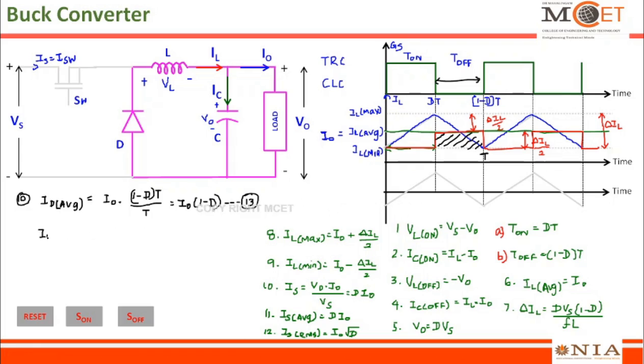Now again, the RMS current of the diode, ID RMS, for which again you put I naught square, the square root of the area under the squared curve, (1 minus D) into T by T, everything within the root. If I simplify this, I will get I naught, and this T and this T will get cancelled out. It is left with (1 minus D). This is the expression for the RMS value of the diode current. So this is expression number 14.